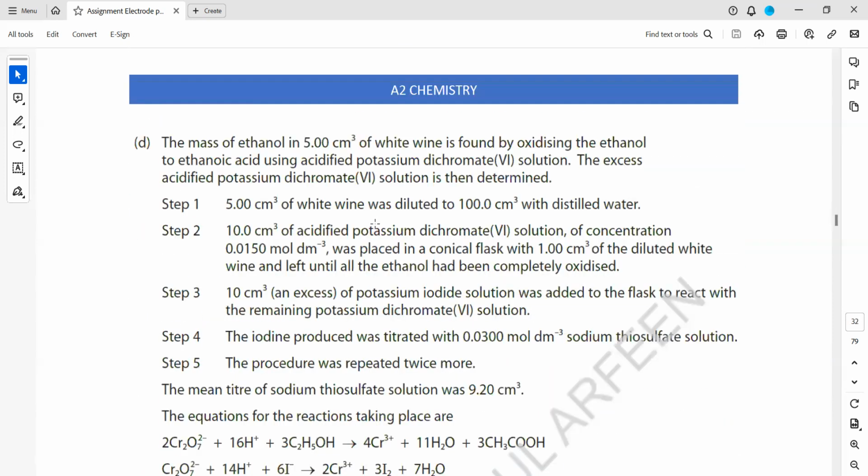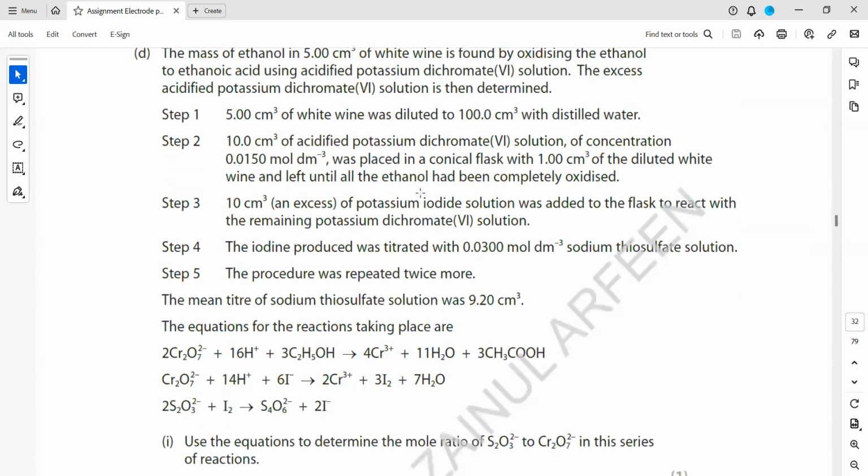In part D, the mass of ethanol in 5 cm³ of a white wine is found by oxidizing the ethanol to ethanoic acid using acidified potassium dichromate. 5 cm³ of the white wine was diluted to 100 cm³, and then only 10 cm³ of it was placed, with acidified potassium dichromate of a given concentration, in a conical flask.